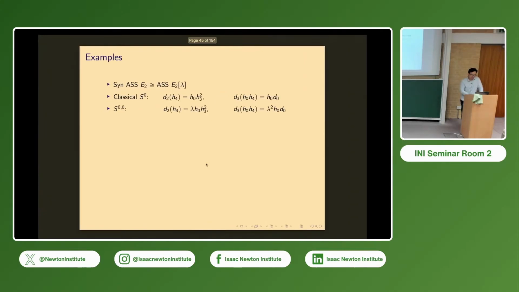But synthetically, h4 is supposed to kill lambda times this target, and d3 kills lambda squared times this target. So therefore, there are some leftovers, right? We have the target with a single lambda torsion, and this one is lambda squared torsion. So they are actually non-zero homotopy classes.